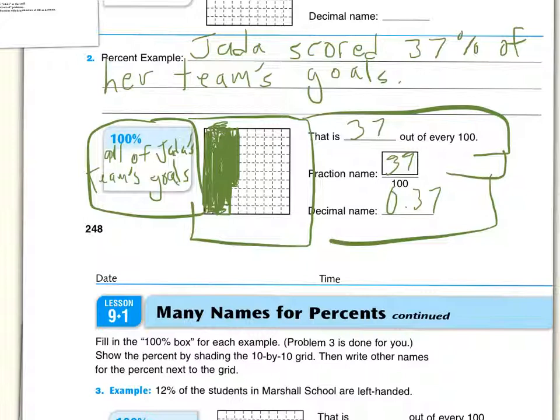Okay, remember, this doesn't mean that her team scored 100 goals. That just means she scored 37% of their goals. So if there were 100 goals scored, she would have scored 37 of them.